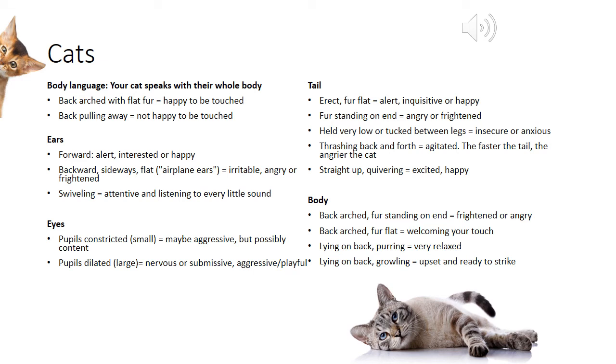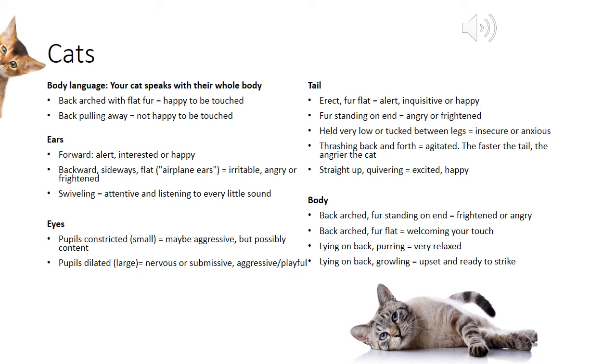If they hold their tail very low between their legs, same as a dog, it means they're insecure or anxious or feeling a little bit nervous. If their tail is swinging back and forth, this is different to a dog. It might mean that they're agitated or annoyed. And the faster the tail, the angrier the cat. So if you see a cat waving its tail fast, do not touch the cat.